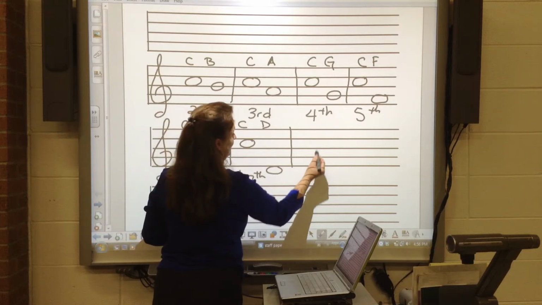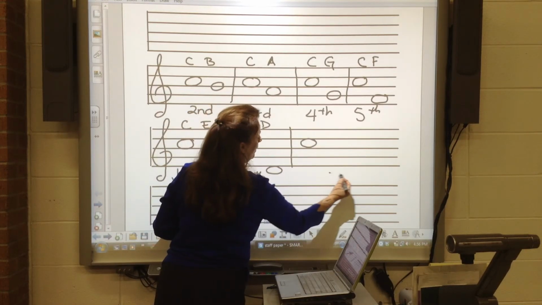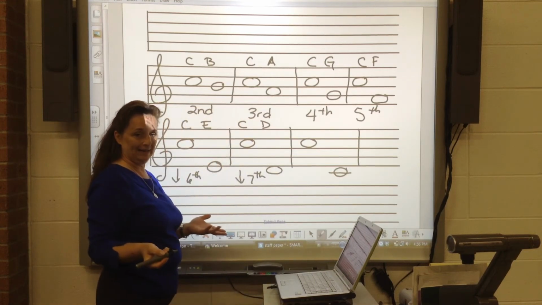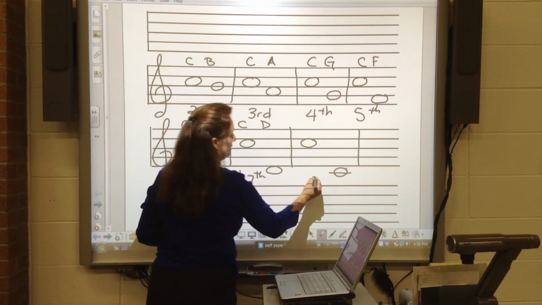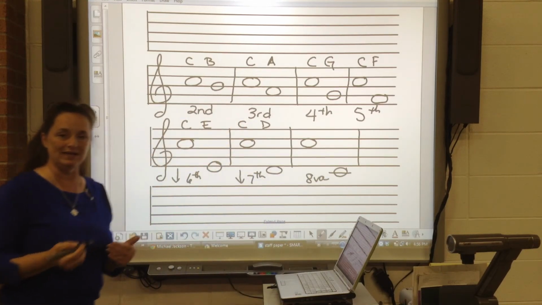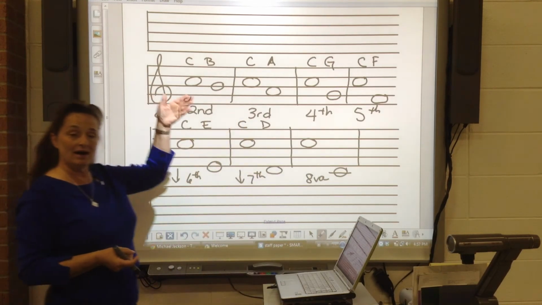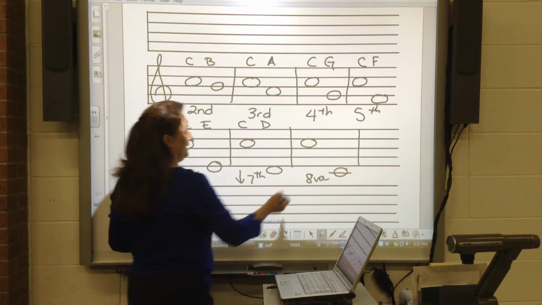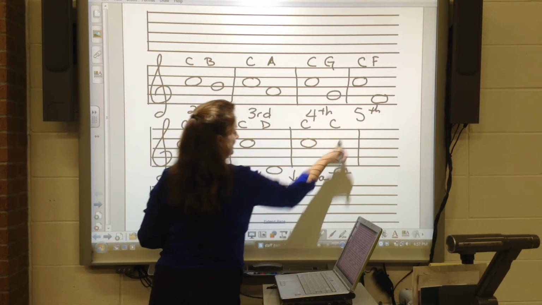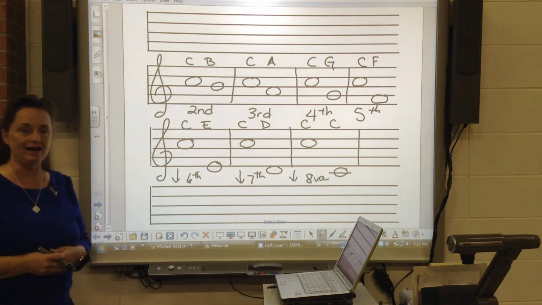All right, so we're here at C again, and we go all the way down to C. All right, again, we're not going to use the word eighth. All right, we're going to use the word octave. So 8VA. Anytime you see 8VA, that either means up an octave or down an octave. And here we're going down the octave. So C to C is moving down the octave.